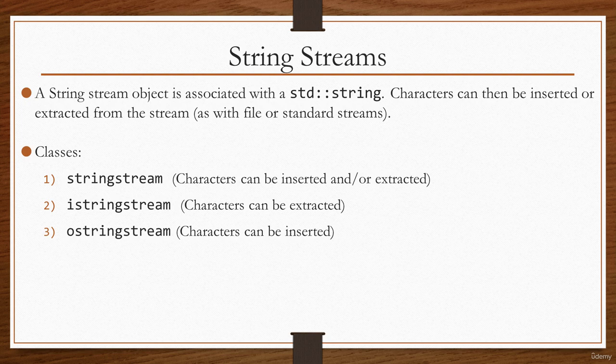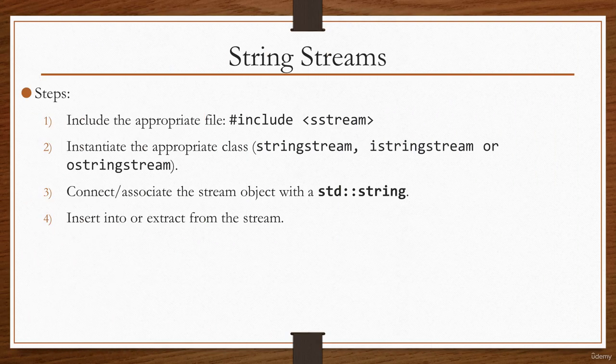This is similar to what we've done previously with file streams, but here we are working with string streams. What are the steps that we need to follow when we want to use string streams? Firstly, we need to include the appropriate file, so we will include sstream. Then we want to instantiate the appropriate class: stringstream, istringstream, or ostringstream. As I discussed with the fstream class in the file stream section, it is best to use a specific class for input and output, so instead of using stringstream, I prefer to use istringstream or ostringstream. Then we will connect or associate the stream object with a standard string, and then we will insert or extract from that stream.